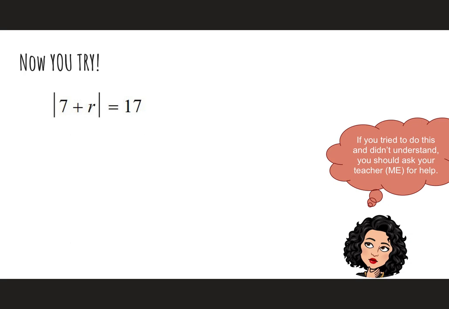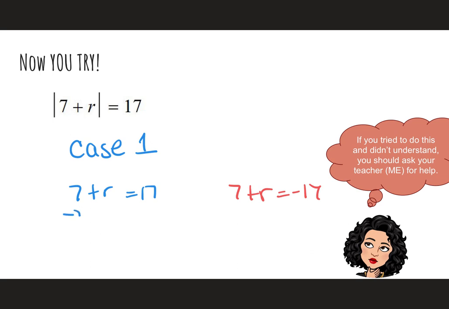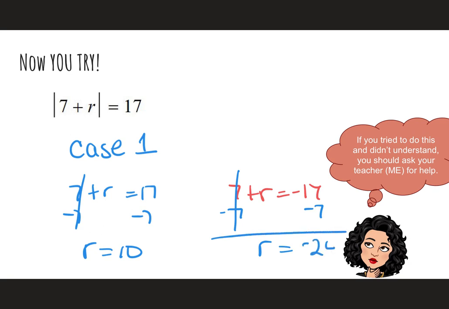Okay, so we're setting up our two cases. Case number 1, where my absolute value bars equals something positive. So it equals positive 17, and then one where my absolute value bars equals a negative 17. And then we're going to solve independently from each other. So R is equal to 10. R is equal to negative 24.